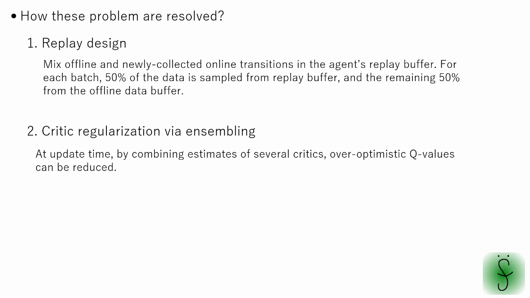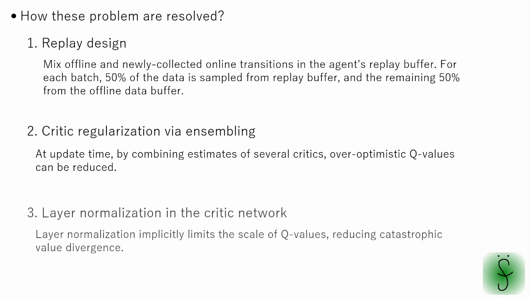The second is critic regularization via ensembling. At update time, by combining estimates of several critics, over-optimistic Q values can be reduced. In the original paper, it was shown that ensembles consistently outperform dropout and weight decay methods. The third is layer normalization in the critic network. Layer normalization implicitly limits the scale of Q values, reducing catastrophic value divergence.